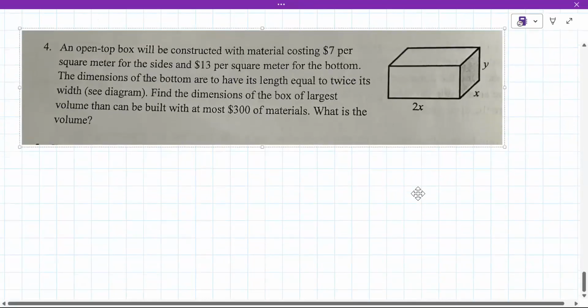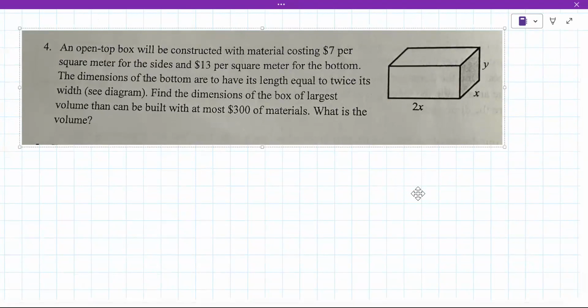So okay, an open top box will be constructed with material costing $7 per square meter for the sides and $13 per square meter for the bottom. The dimensions are to have its length equal to twice its width. Find the dimensions of the box of largest volume that can be built with at most $300 of materials. What is the volume? Okay.